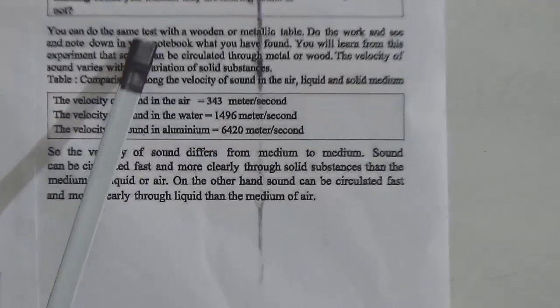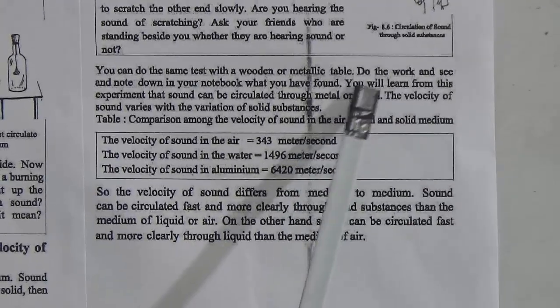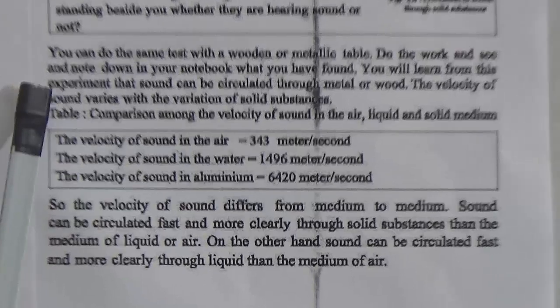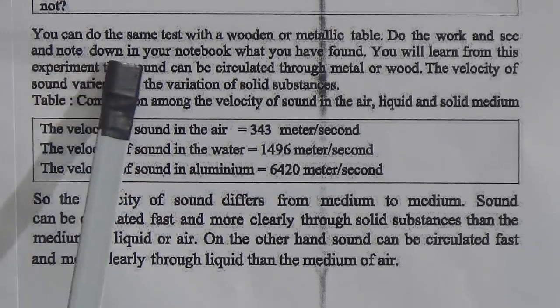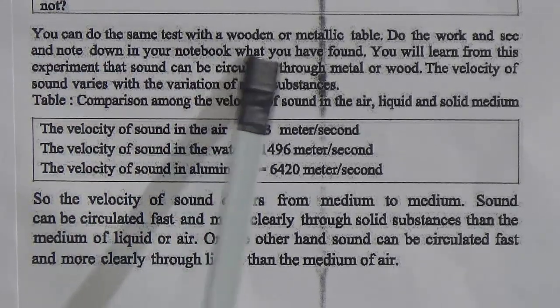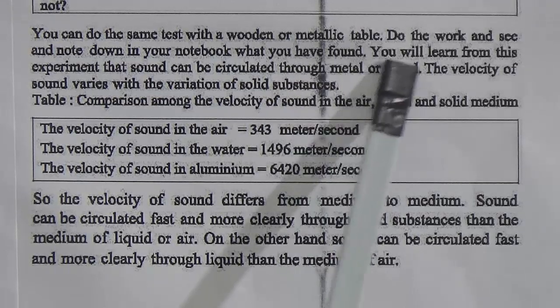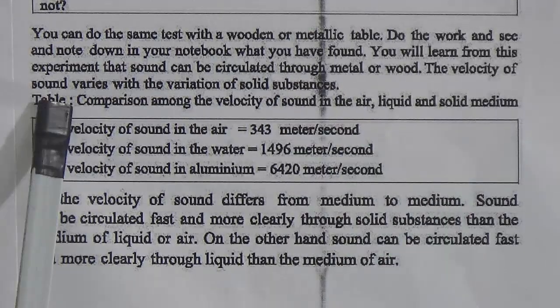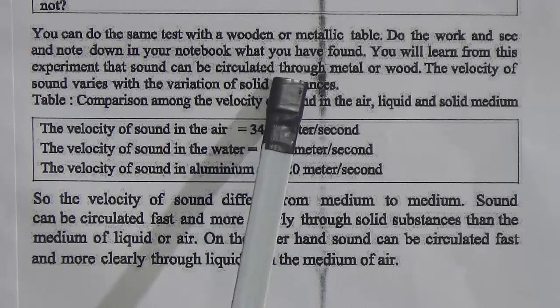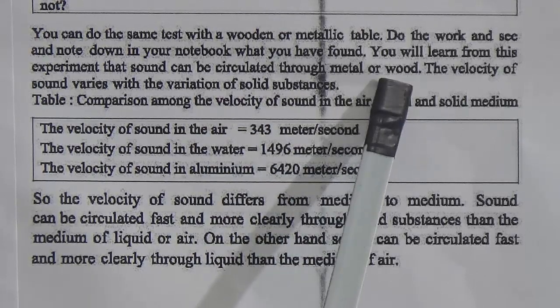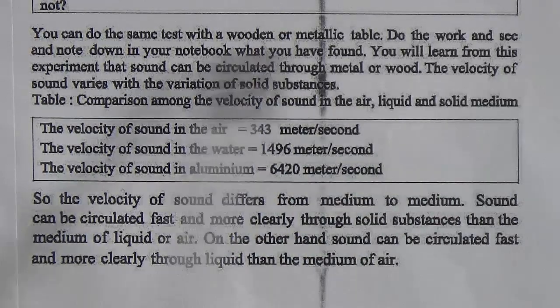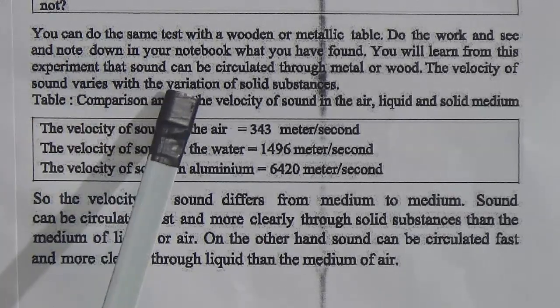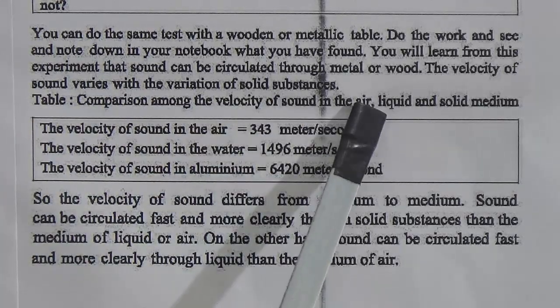You can do the same test with wooden or metallic table. Do the work and see and note down in your notebook what you have found. You will learn from this experiment that sound can be circulated through metal or wood. The velocity of sound varies with the variation of solid substance.